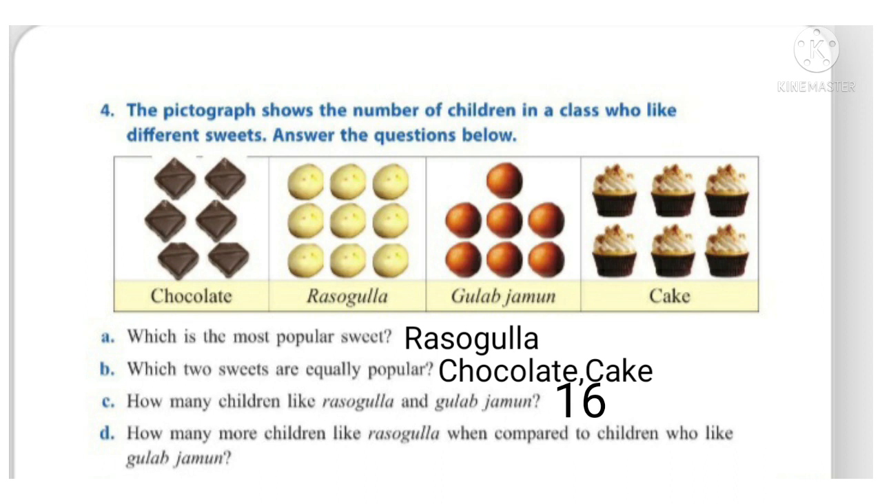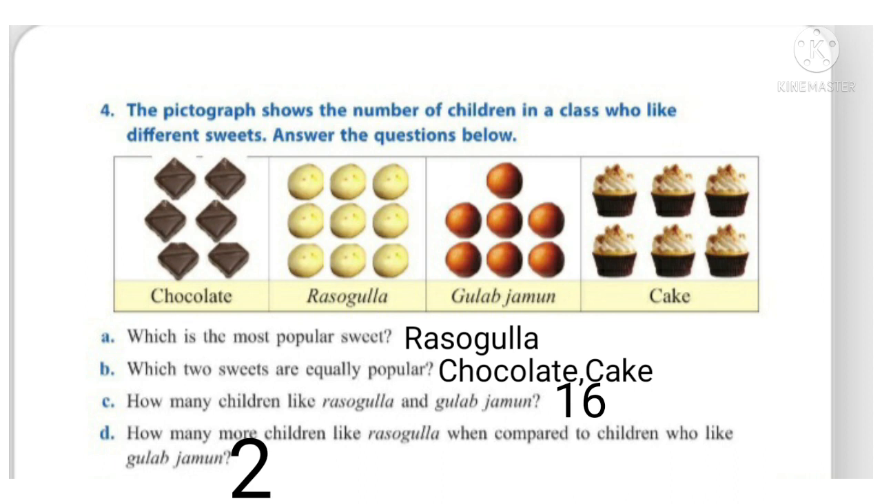So in gulab jamun, how many children like gulab jamun? 7 children. And what about rasagula? 9 children. So let's subtract 7 from 9. What is the answer? 9 minus 7 equal to 2, which means 2 more children like rasagula when compared to children who like gulab jamun. So the answer is 2.